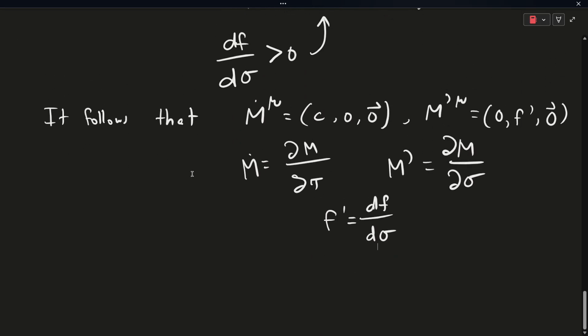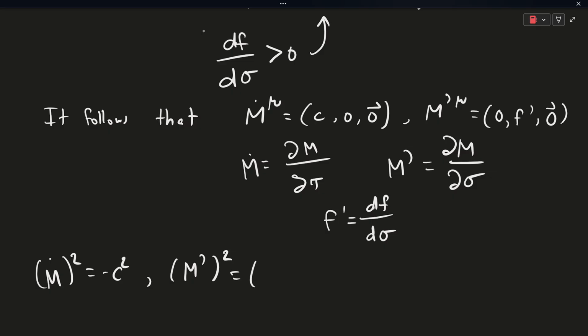Okay, so following from that, we can then compute that m dot squared is equal to negative c squared. M prime squared is then equal to f prime squared, and you could also compute that m dot contracted with m prime is 0. So this is the information we essentially need to compute our action.